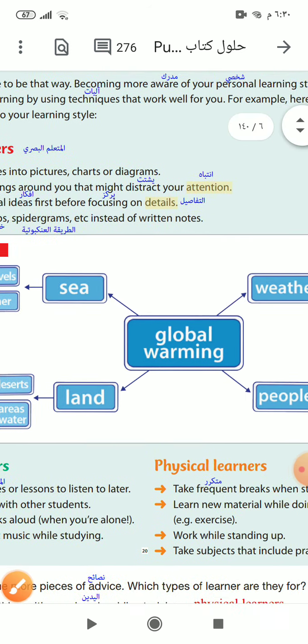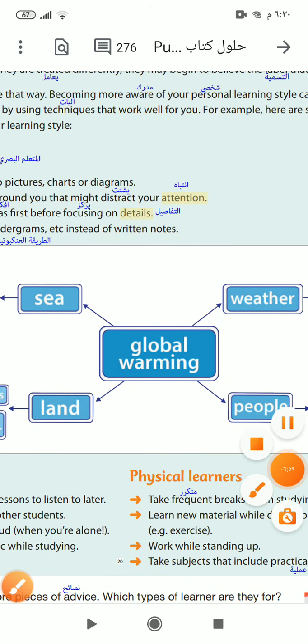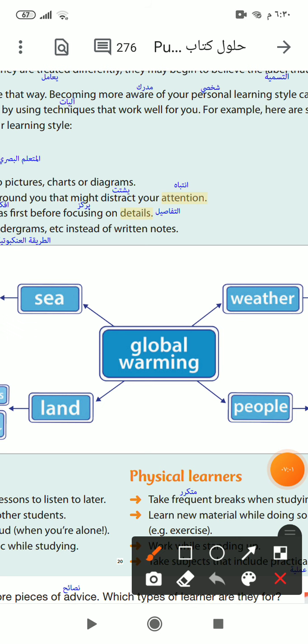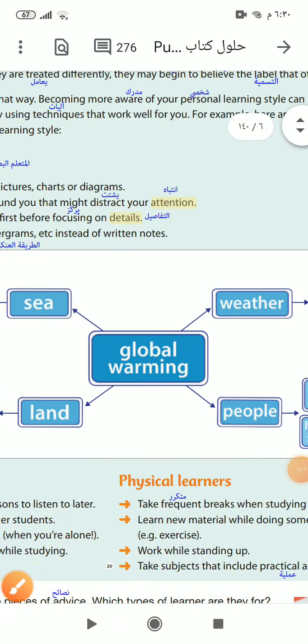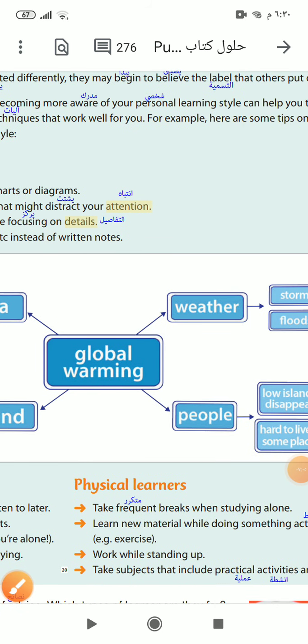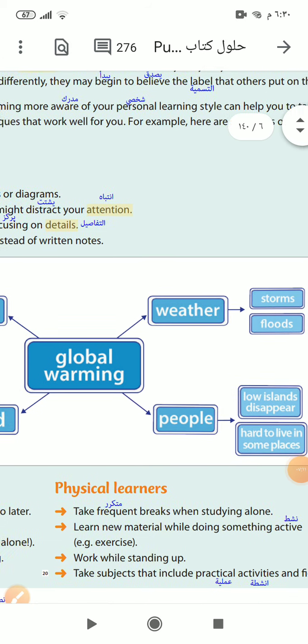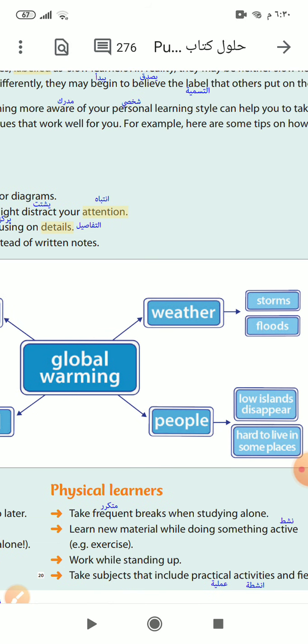Now let's come to the physical learners. What are the tips? Take frequent breaks when studying alone. Number 2. Learn new material while doing something active. ممكن تتعلم ماتيريال جديدة وانت بتعمل نشاط active.